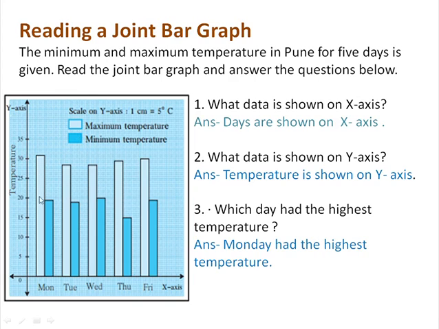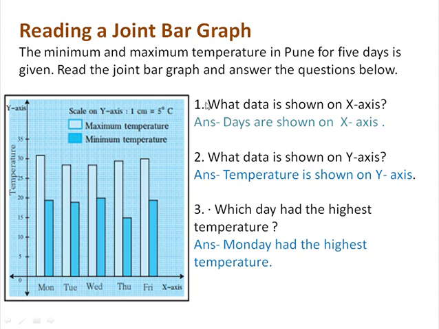Now, if you see here, these all light blue color bars are showing maximum temperature, whereas these bars of dark blue color, they are showing minimum temperature. Now, this is the maximum temperature of Monday and this is the minimum temperature of Monday. Similarly, maximum and minimum temperature of Tuesday, maximum and minimum temperature of Wednesday, and so on. Now, let us answer these questions based on this joint bar graph.